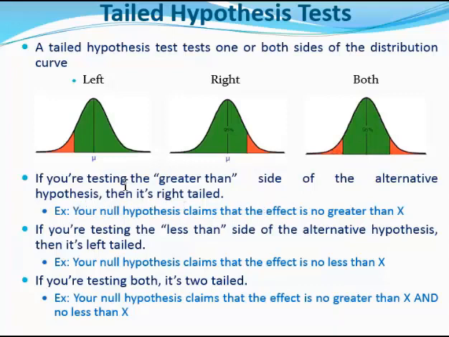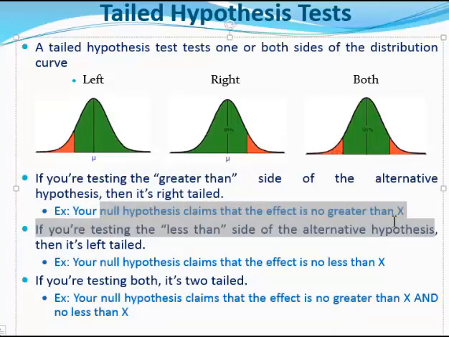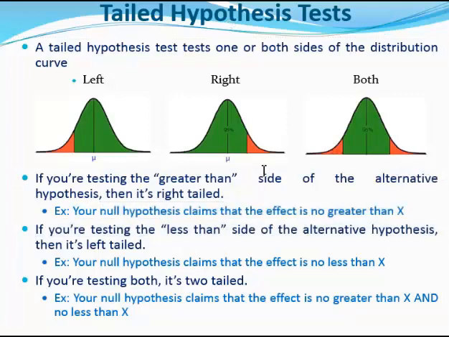Okay, so in an example of the greater than side, if my null hypothesis claims that the effect is no greater than x, that would be a right-tailed hypothesis because we're looking for a value that is greater than whatever x happens to be. The opposite, of course, would be a left-tailed hypothesis. But if you're testing both, then it's two-tailed. If I claim that my null hypothesis is no greater than x and no less than x, well, then we're looking for that range in the middle near the mean, and it is a two-tailed hypothesis.